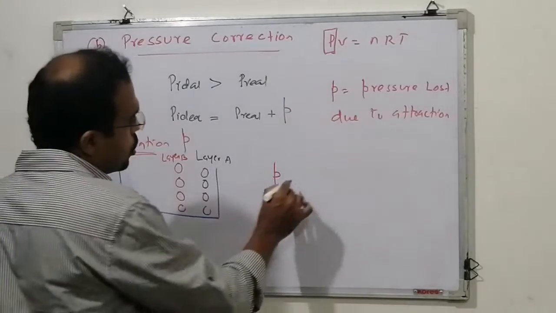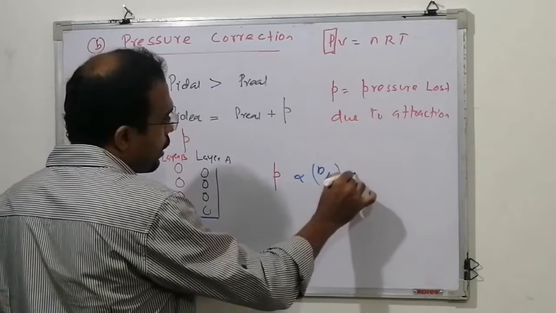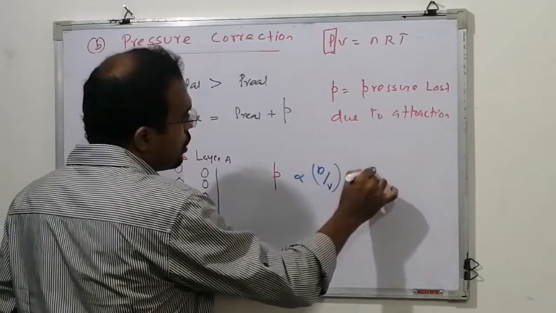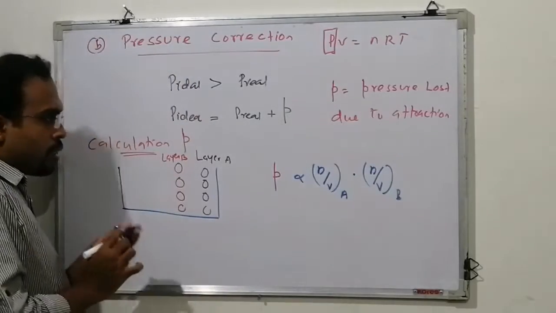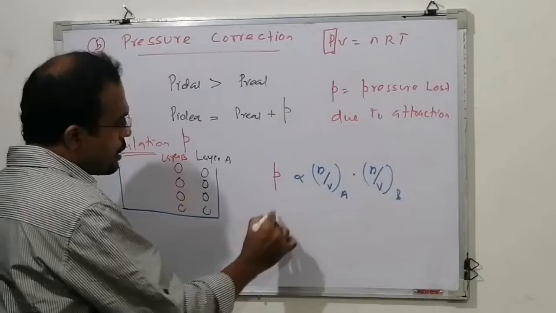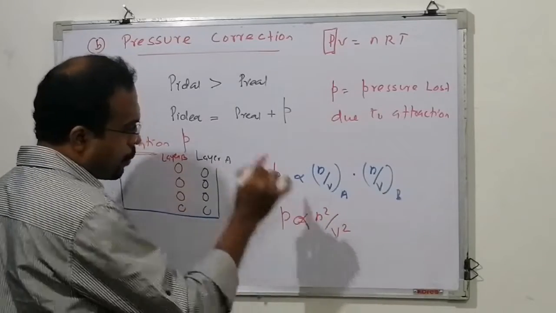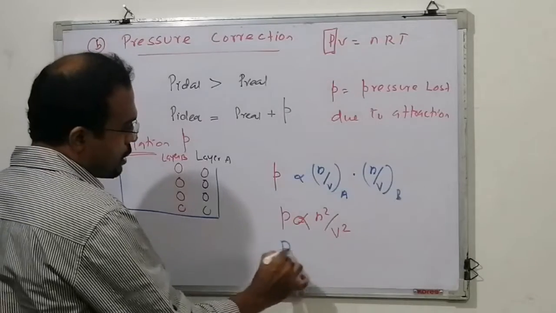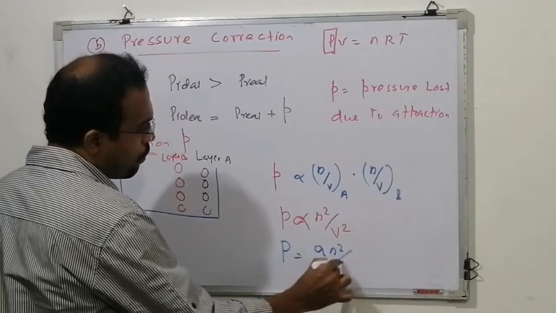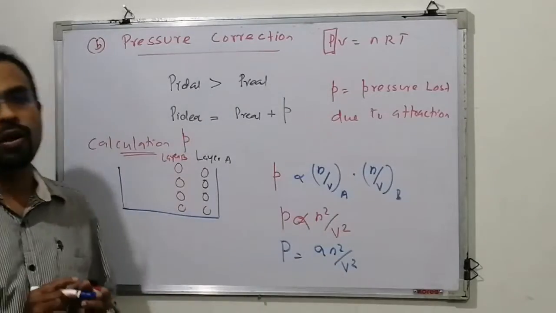Okay, therefore this p, the pressure lost, is directly proportional to the concentration of gaseous molecules in layer A and the concentration of gaseous molecules in layer B. Therefore, p is directly proportional to n²/V², or p is equal to a n²/V². a is a proportionality constant or a van der Waals constant.